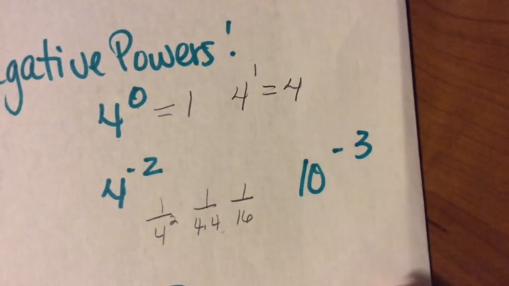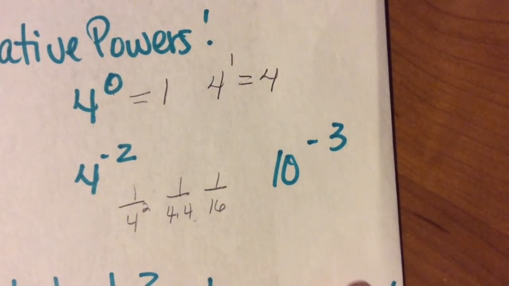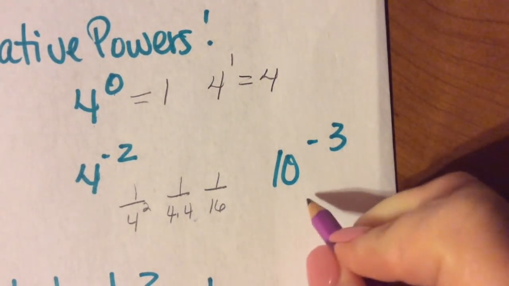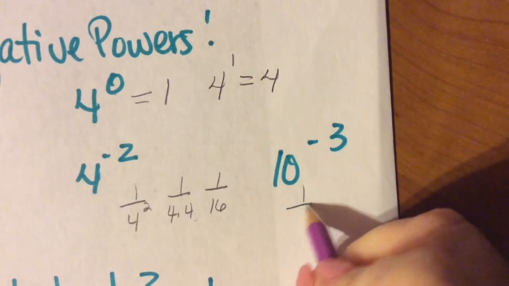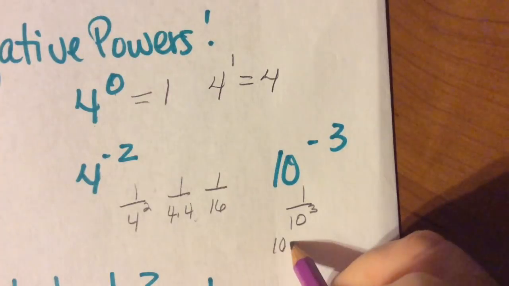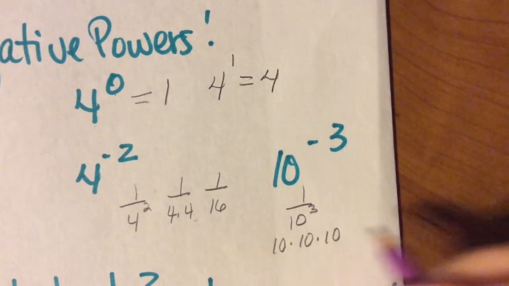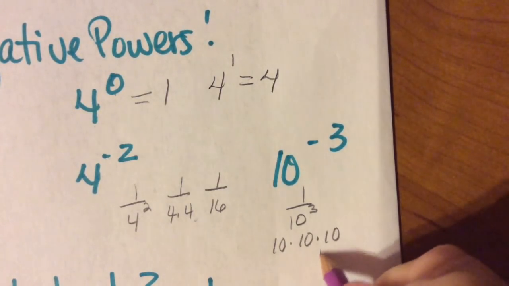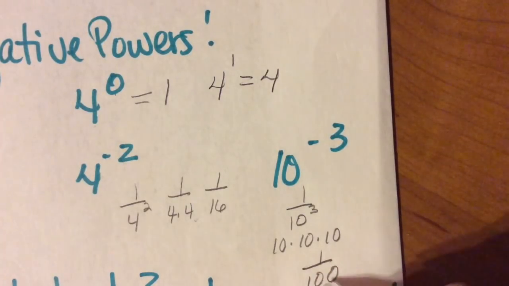Okay, so let's take a look at another one. We have a 10 to the negative 3rd. Same thing, you're going to put it over 1. It becomes 10 to the 3rd power, or 10 times 10 times 10, which is 1,000. So it's 1 over 1,000.